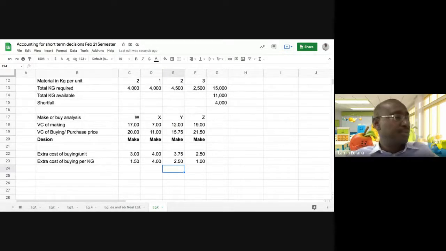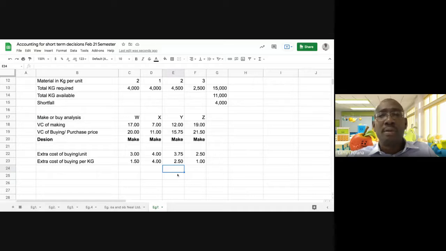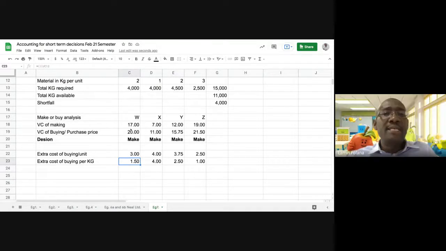Shall we move? Can you repeat what you just said? You say we divide what by what? We are dividing the extra cost of buying per unit by the material in kg per unit, the one we have calculated above, so that we can get our extra cost of buying per kilo.